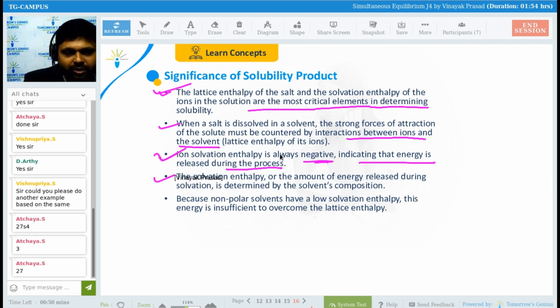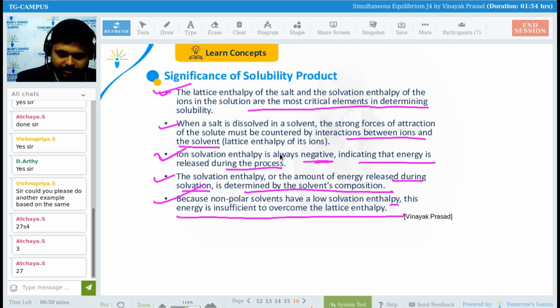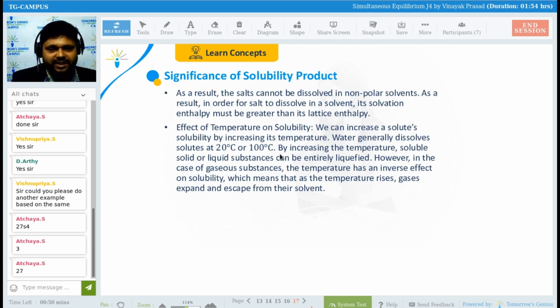Fourth point is what? The solvation enthalpy, or the amount of energy released during solvation, is determined by the solvent's composition. And the fifth point is what? Because non-polar solvents have low solvation enthalpy, this energy is not sufficient to overcome the lattice enthalpy. So these are some points, significances of the solubility product, guys. Now, one more point is what? Effect on solubility, right? Effect of temperature on solubility.